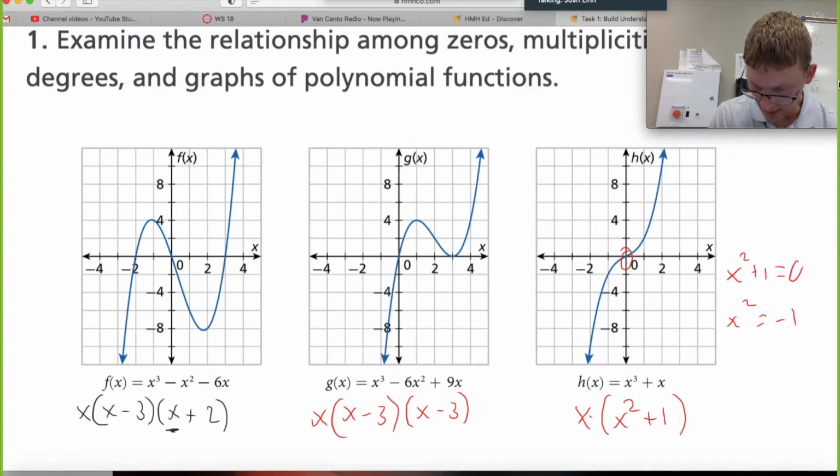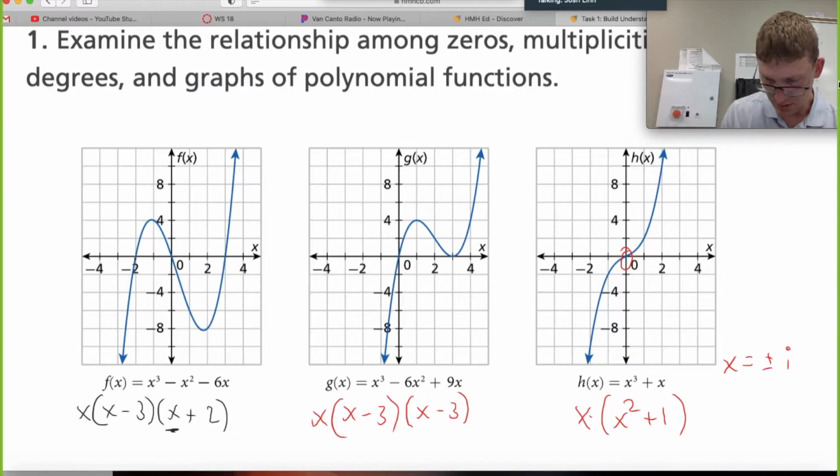It's just at x equals plus or minus, what is it, i, because we square rooted both sides. So we still have a root there, but it's imaginary. So it's not going to appear on the graph because the graph is only going to have real roots.